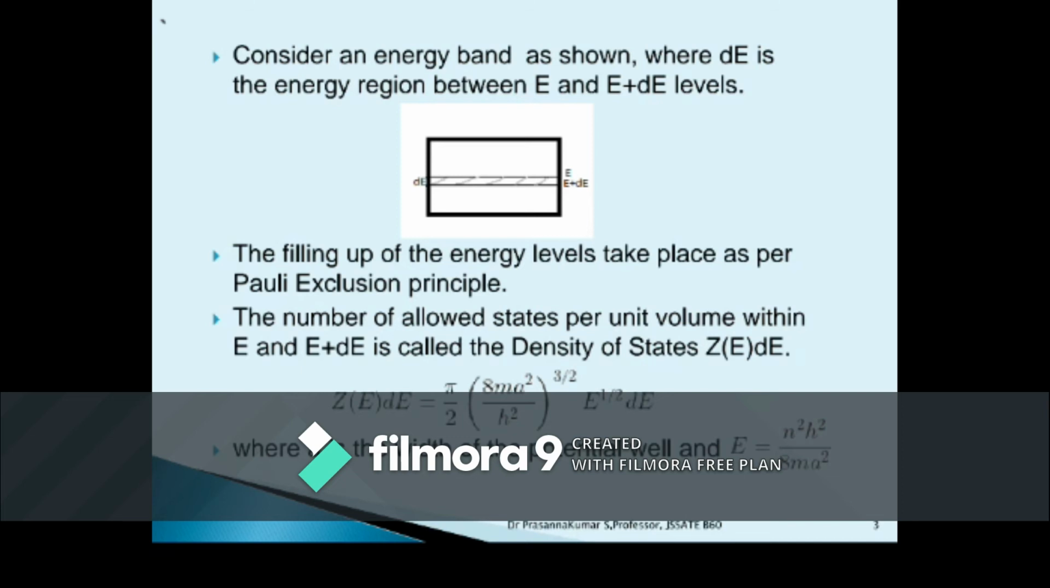What is density of states? Imagine, before entering the class, there are 30 desks. So 30 desks can be occupied by 2 on each, so totally 60 can be accommodated. So here the desk represents the number of allowed states. The density of states represents the number of allowed states per unit volume within any chosen energy range E and E plus dE. That is called the density of states. That is given by this expression.